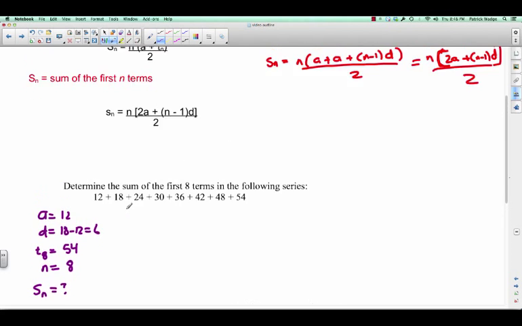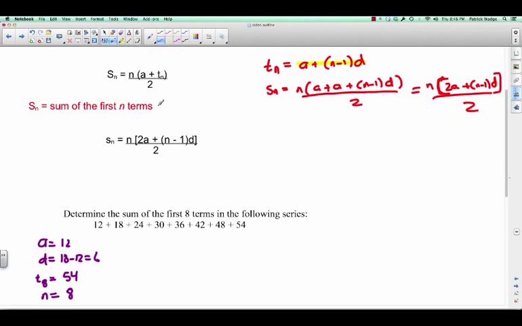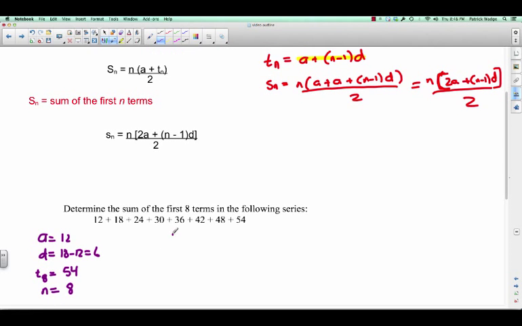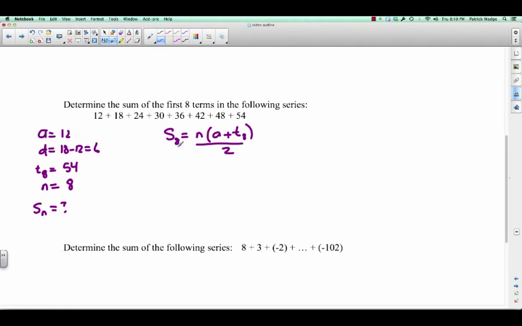So you could actually use either one of these formulas. I think you'll find this one's a little bit easier. So let's use that one. S sub n, but rather than saying S sub n, why don't we say S sub 8? Because that would mean the sum of the first 8 terms, and that's exactly what we're interested in, is equal to n times a plus t. Again, instead of saying n, why don't we say t8, since that's what we're interested in, over 2. So if we do that, we will have n, which is 8, times a, which is 12, plus t8, which is 54, all divided by 2.